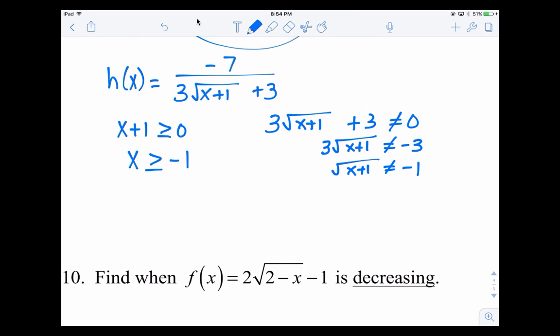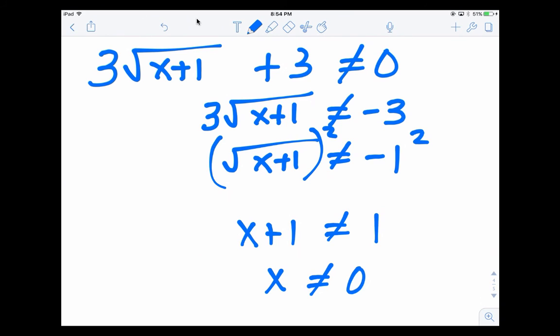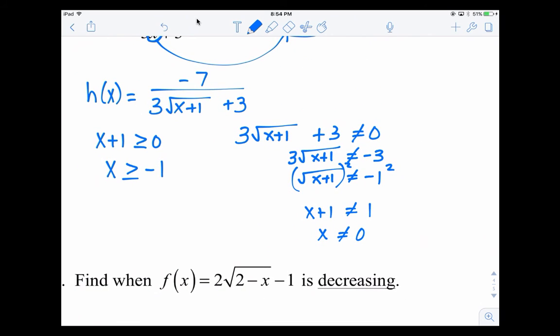However, if you didn't recognize that, you can keep going. To get rid of the radical, I'm going to square it. So that gives me x plus 1 can't be positive 1. Subtract the 1 over, I get x can't be 0. Now what you have to do there is check that answer up in your original function. If you plug that in, what you're hoping for is that the denominator comes out to be 0. Then you can move on.